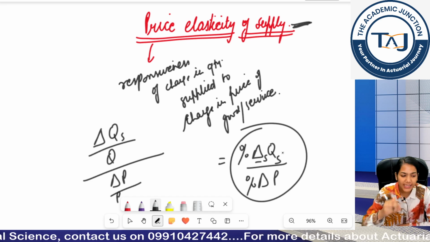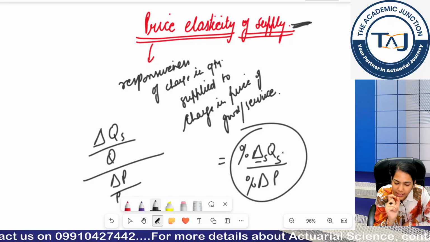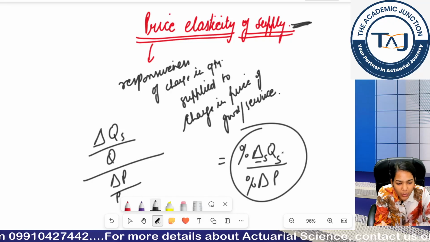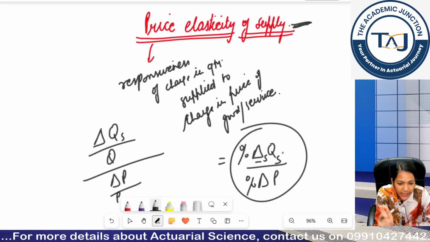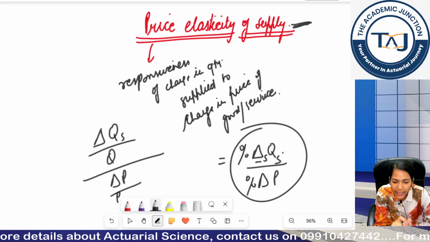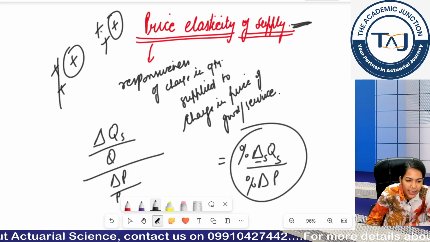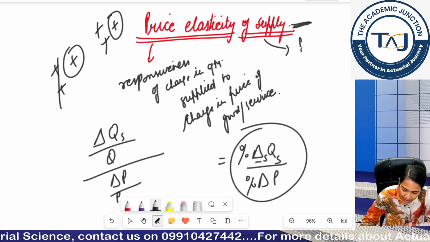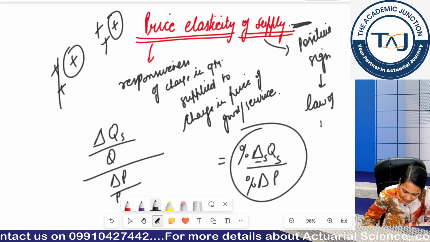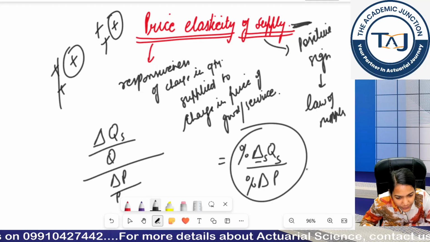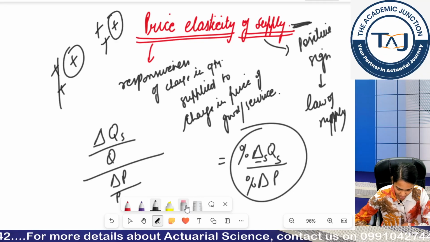Why? Because according to my law of supply, with the increase in price, the profitability of my good and service increases. That's why the producer will supply more and more quantities. So, with a positive change in price, I will get a positive change in quantity supplied. With a negative change in price, I will get a negative change in quantity supplied. So, positive over positive gives positive, negative over negative gives positive. So every time I will always get a positive sign. Why? Because of the law of supply. There I was getting a negative sign because of the law of demand. Here I am getting a positive sign because of the law of supply. Okay?